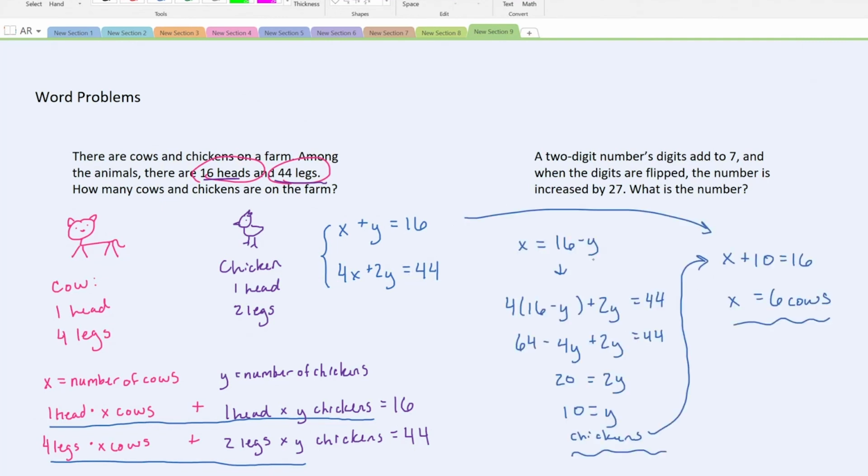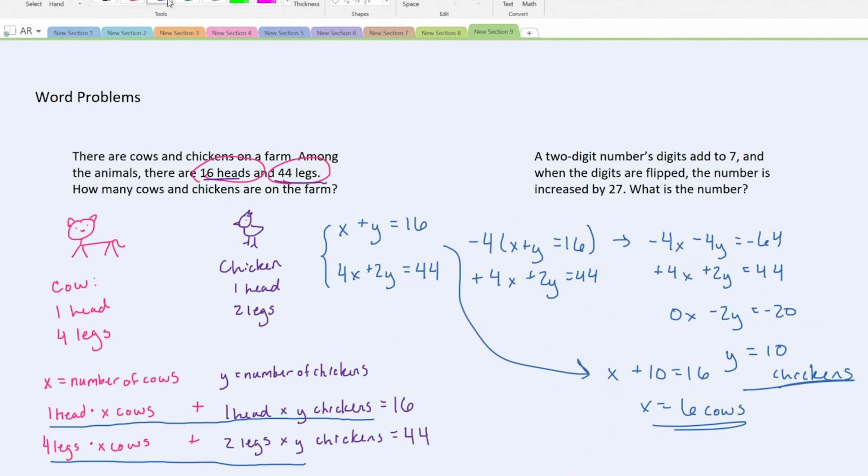Here's the work for a method of substitution. I first found x from the first equation by turning it into 16 minus y. I then substituted that x into the second equation, solved for y, and plugged y in to solve for x. I got 10 chickens and 6 cows. Here's the work for elimination. I lined up the 2 equations, multiplied the first one by negative 4 so that the x's will cancel. In the end, I got an equation to solve for y, and I used that y to solve for x. Again, I got 10 chickens and 6 cows.